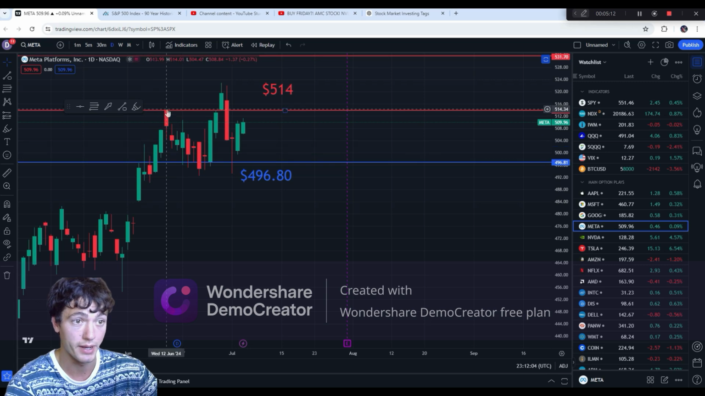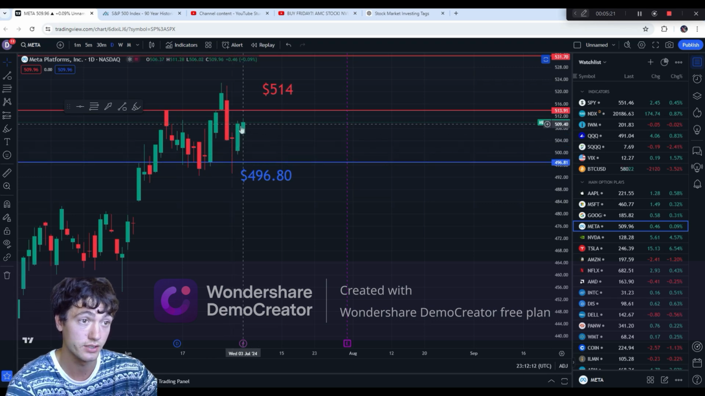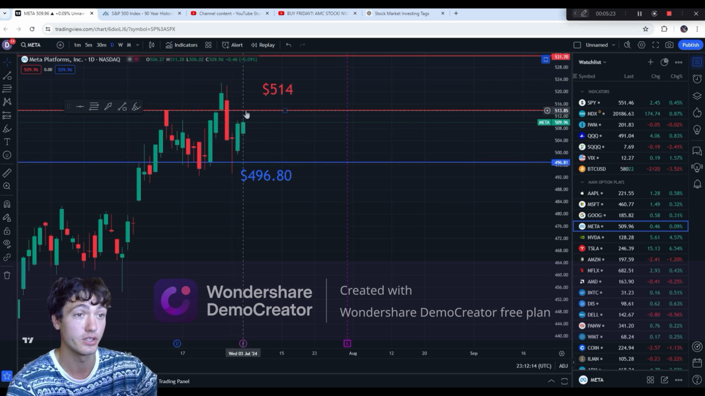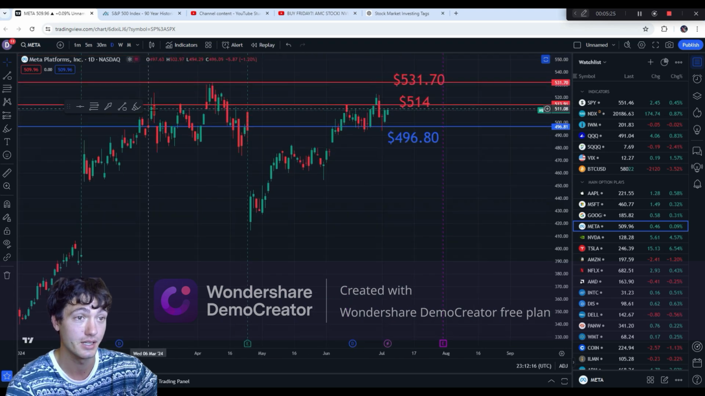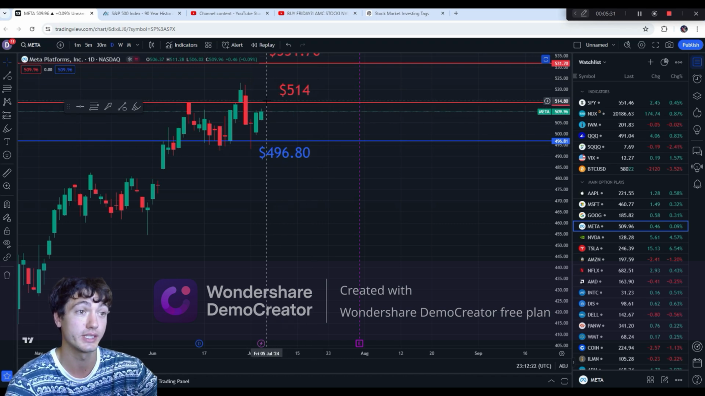So it went back up to resistance, boom, support, held it, boom, back up to resistance, boom, back to support, held it, and is going back up to our resistance. So there's another resistance here at 514 and another resistance here at 531. If this resistance breaks up to the upside with strength, you get swing call options.